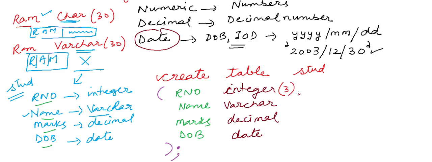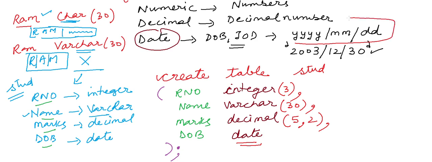So 3 digits. Put a comma. Varchar, maximum a name can have 30 characters. A comma. Decimal, I am taking 5 digits with 2 decimal points and a comma. Date, we do not give the size in case of date because it picks up automatically from here. This is the fixed format and we cannot change. So we do not give the size in case of a date type.